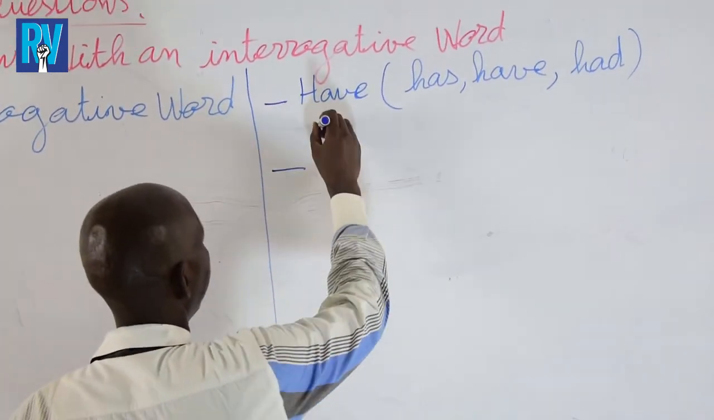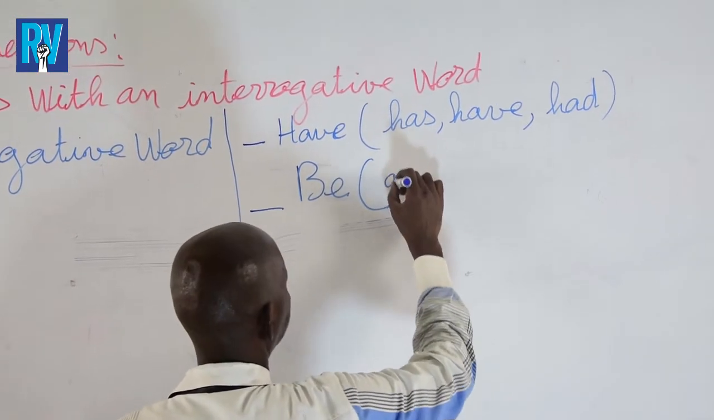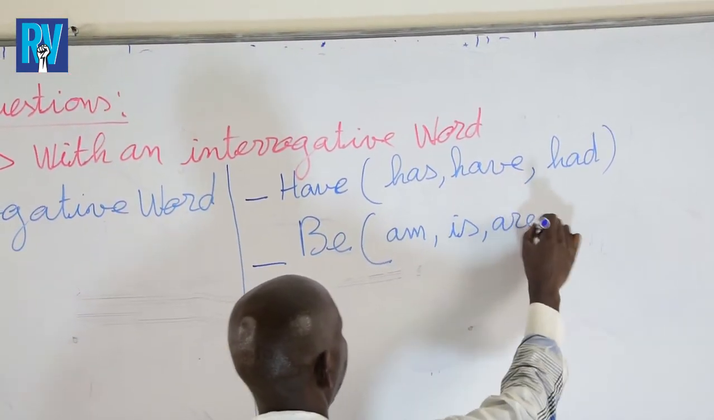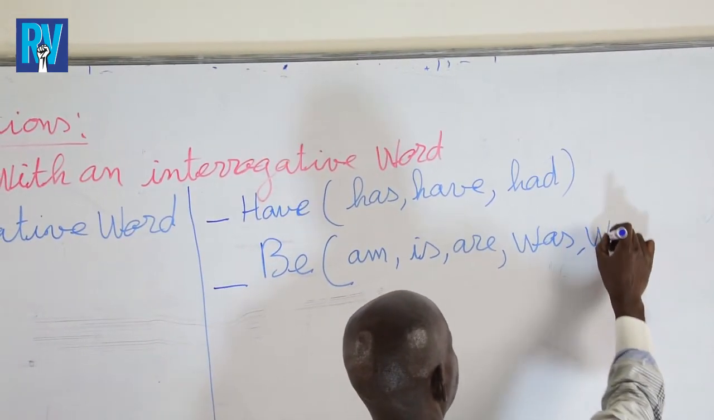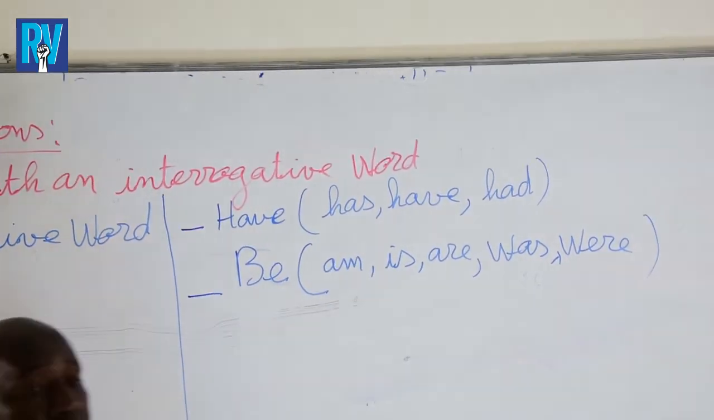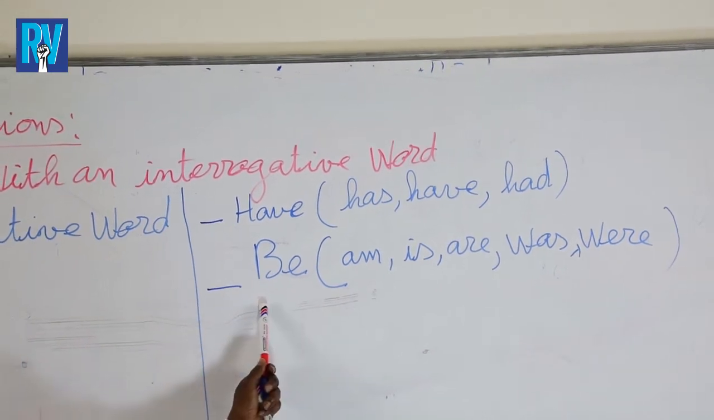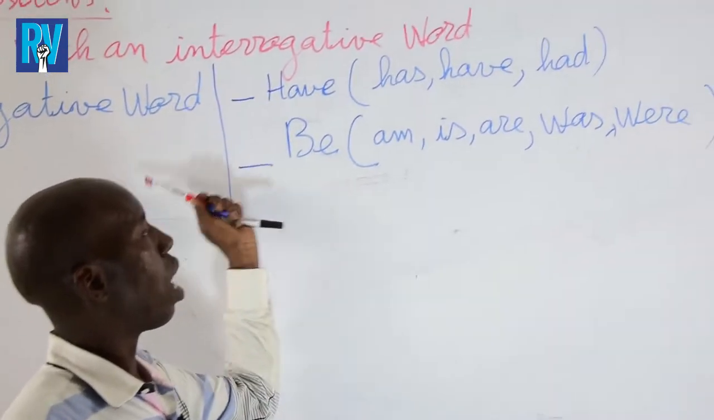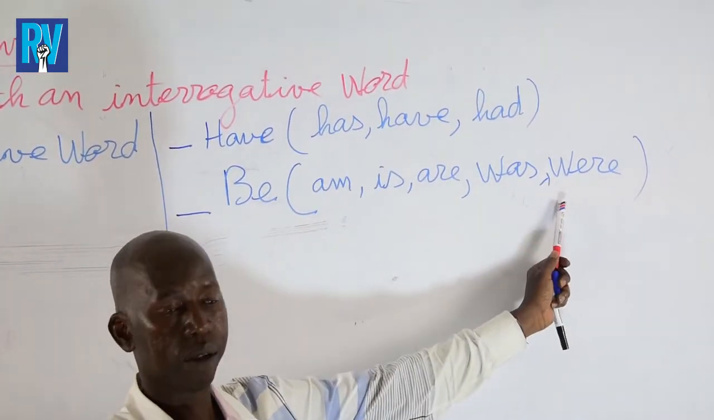Another one, you can have be: am, is, are, was, or were. This is another possibility after the interrogative word. Donc ça c'est une autre possibilité après le mot interrogatif. You can have who am, where is, why are, what was, where were.